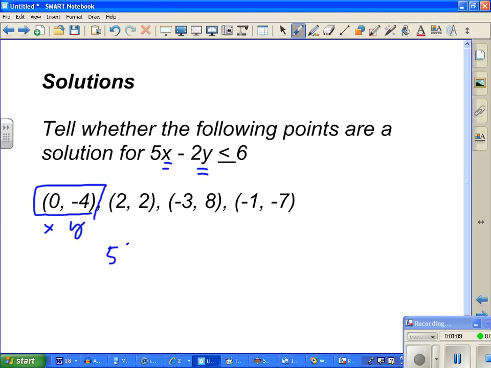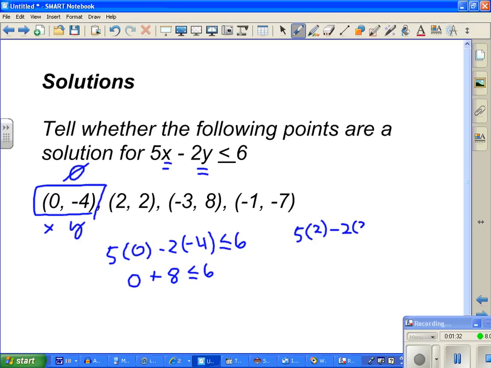Well, 5 times 0 minus 2 times negative 4 is less than or equal to 6. 0 plus 8 is less than or equal to 6. Is that true? No. Not true. So this is not a solution. Okay, what about 2, 2? 5 times 2 minus 2 times 2 needs to be less than or equal to 6. Well, this is 10 minus 4, so 6 is less than or equal to 6. Is that true? Yes, it is, because it's equal to. So that one's a solution.